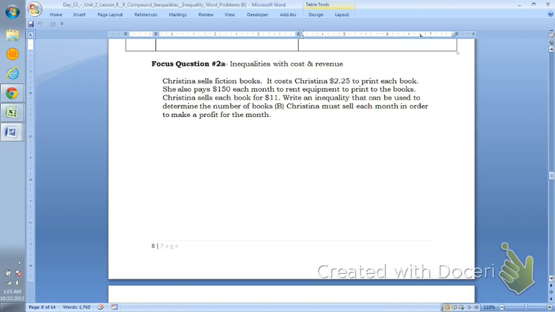Since students always have trouble with these types of problems, I did give you a second example of the same type of problem. So this one will be set up the same way. This is another inequality with cost and revenue. Again, remember our standard format. How much are you selling an item for? Minus the cost. You're always trying to go greater than or equal to some minimum value.